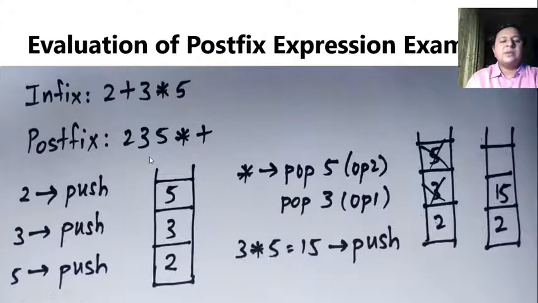So we have a very simple rule here. If I get operand, here we have to push it onto the stack. And when we get operator, obviously it will work on the previous two operands. So with that logic, first we get 2, which is pushed onto the stack, 3, which is also pushed onto the stack, 5 is also pushed onto the stack. So 2, 3, 5 are on the stack.